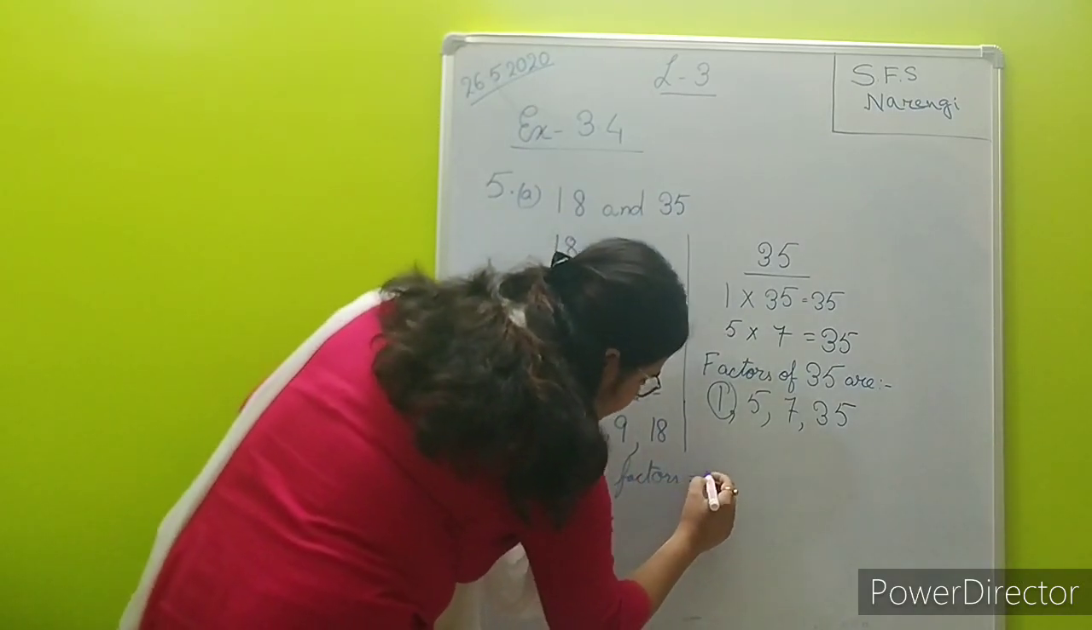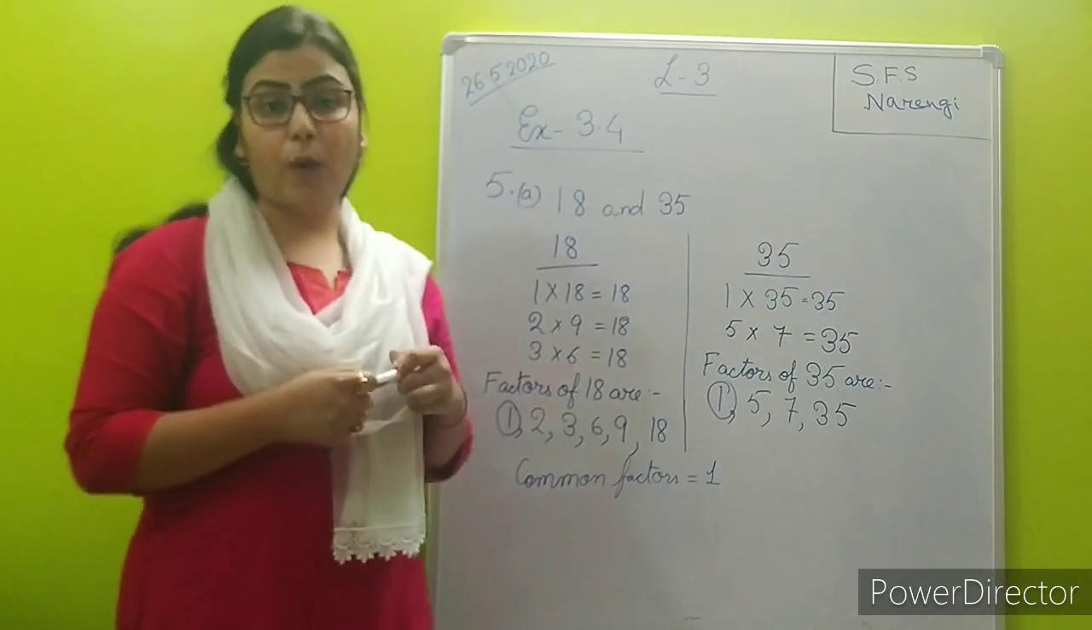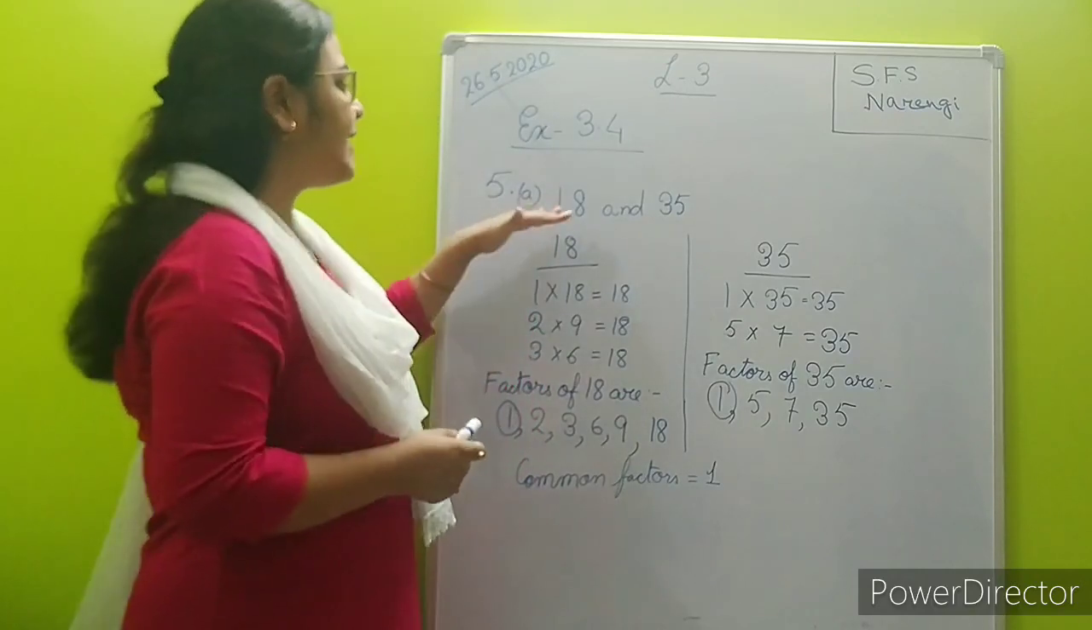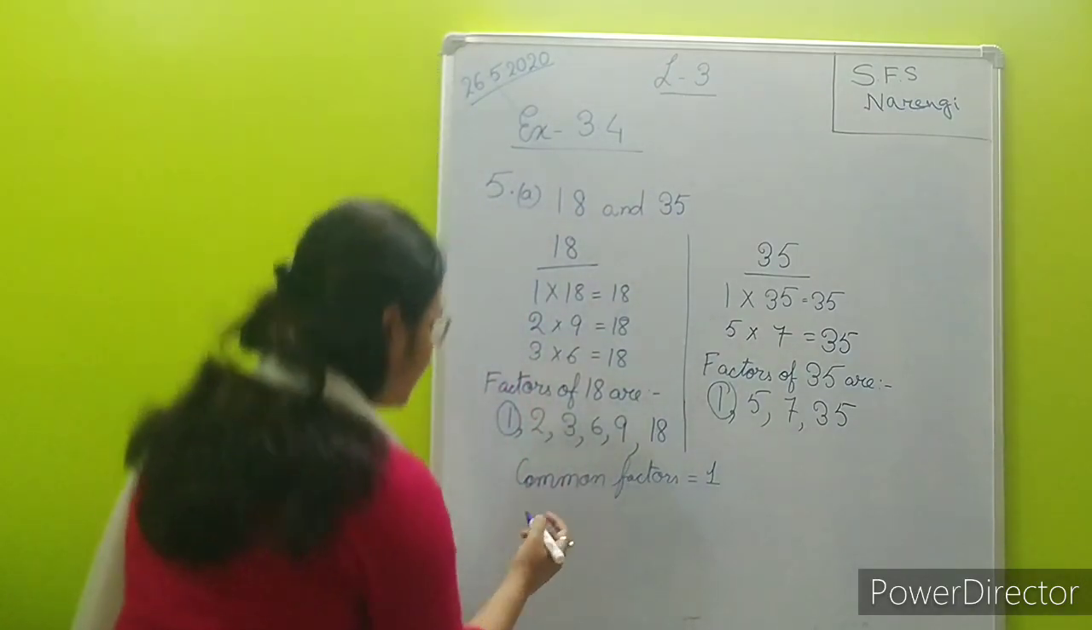The common factors are 1. Common factor is 1 only. So 18 and 35 are co-prime. So what are we going to write?